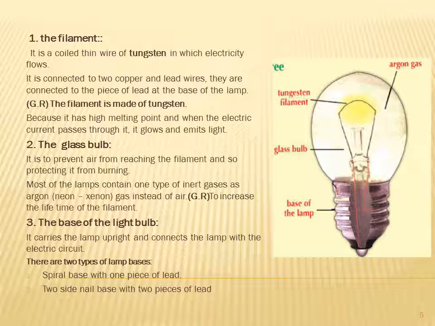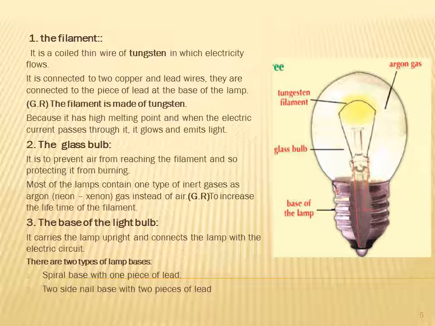The base of the light bulb. It carries the lamp upright and connects the lamp with the electric circuit. That's where I insert or fix my lamp into any electric source. I fix it with its base. So it carries the lamp and connects the lamp with the electric circuit or with electricity. Actually, we have two types of bases: the spiral base, which has one piece of lead at its end, or the two-side nail base, which has two pieces of lead.